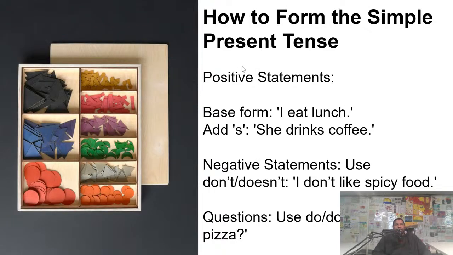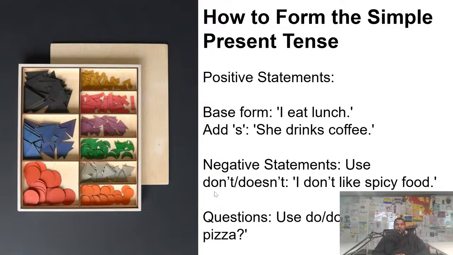All right, so how do we form this simple present tense? We have positive statements, you can have negative statements, or you can have questions. All those fall under the category of simple present tense. So we have the base form of the verb. For example, eat. You have the subject, I, and then you have the noun, I eat lunch. But if we're talking about he, she, or it, we have to add an S. She drinks coffee.